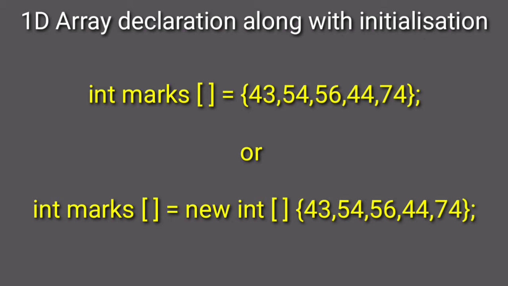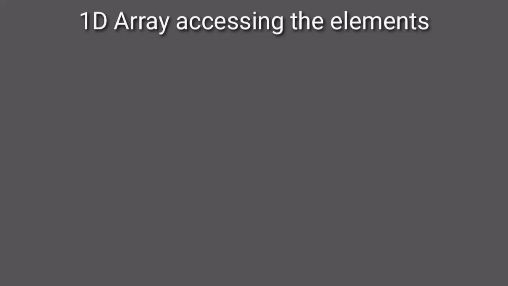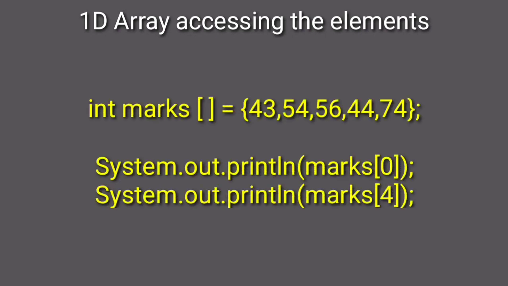So these are the two types of initialization. And now we have accessing elements of a 1D array. Accessing means reading the elements or printing them. In order to access the elements, you can use the index value. For example, a marks array is created using 5 elements, then System.out.println(marks[0]) is written. Marks 0 means the first mark will be printed, that is 43. Then again System.out.println(marks[4]) is written, so the last mark, 74, will be printed using the index number 4.